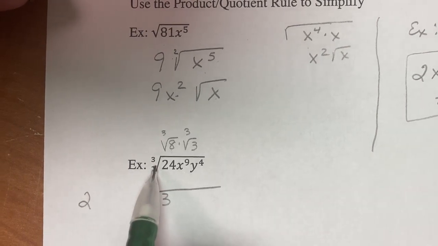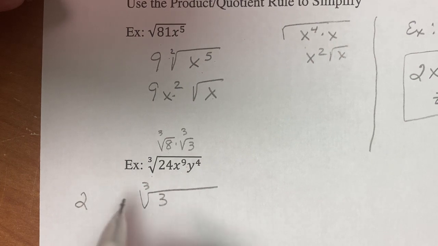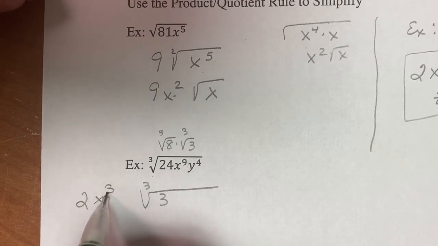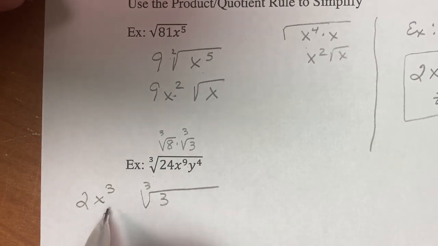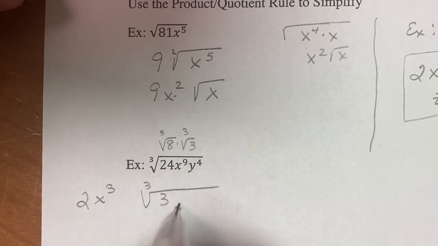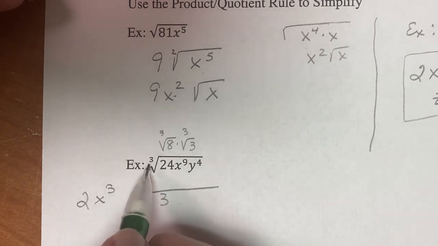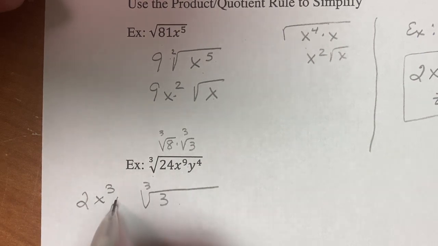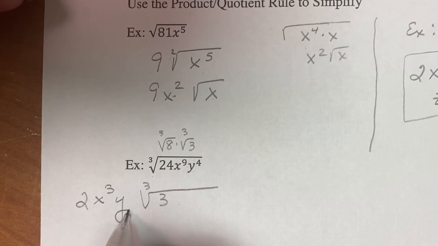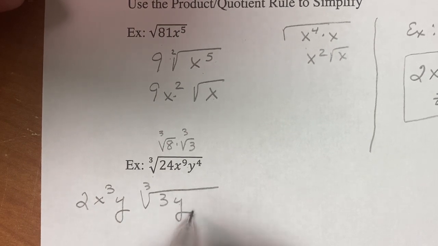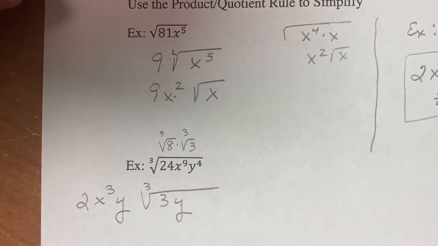Now let's do the variables. Well, 3 goes into 9 3 times with none left over. So an x cubed is going to come out. It's a perfect cube, x to the 9th is. Nothing's left underneath. For the y's, 3 goes into 4 1 time with 1 left over. And you are done.